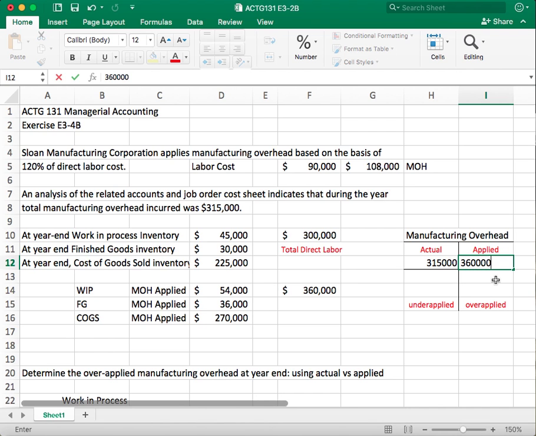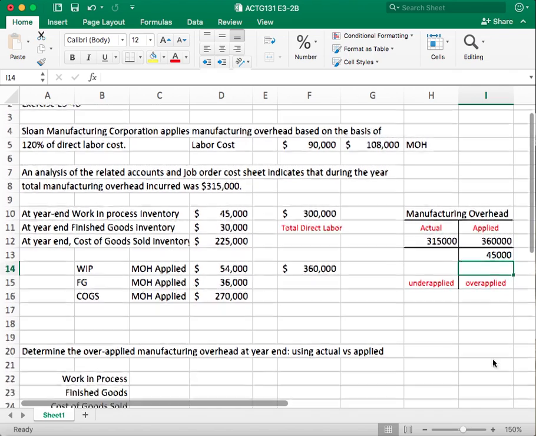So let's put in our $360,000. In this situation, we have more applied than we have actual. Remember, actual is the debit side, applied is the credit side. So in this situation, we are over-applied by $45,000. We guessed more than what the actuals were.